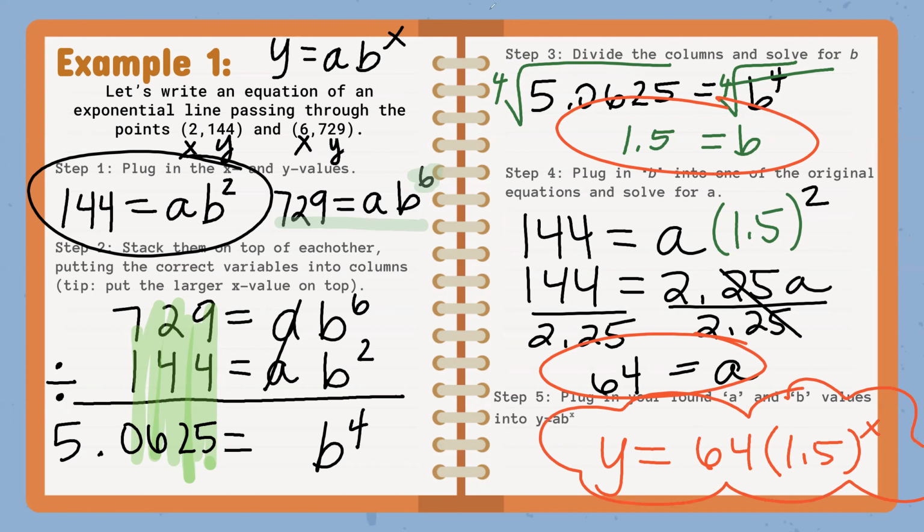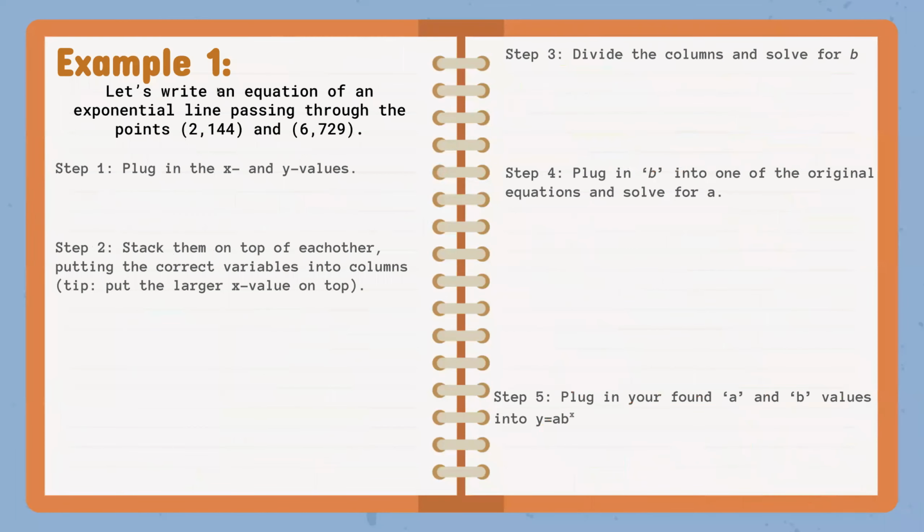Let's go ahead and try the next example. Example 2, we also want to write an equation of an exponential line passing through these 2 points. So go ahead and pause the video and try these on your own. See if you can follow along with the steps and the notes that you just took for the previous problem. And then let's go ahead and try this together.